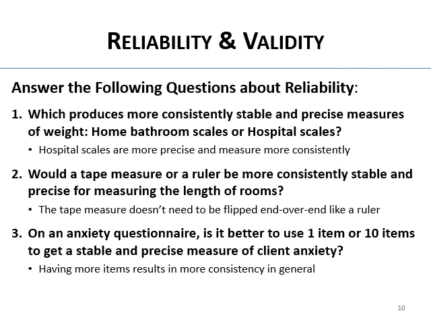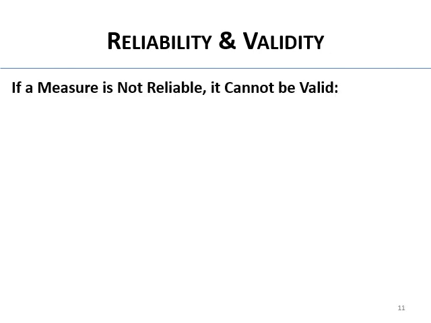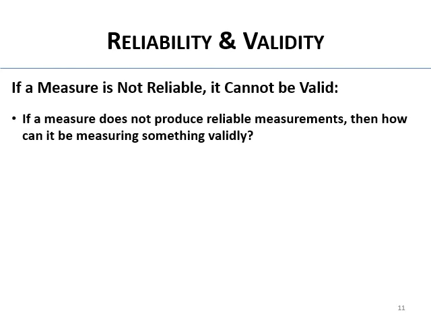So having more items results in more consistency in general, because measurement error decreases as the length of a questionnaire increases. Don't know if you know that. So basically, measure twice, cut once is the rule for reliability. So if a measure is not reliable, it can't be valid. If a measure doesn't produce things that are reliable, that is stable, then how can it be measuring the same thing validly, right? If every time you use a measurement instrument, you get totally different scores, what the heck is it measuring?